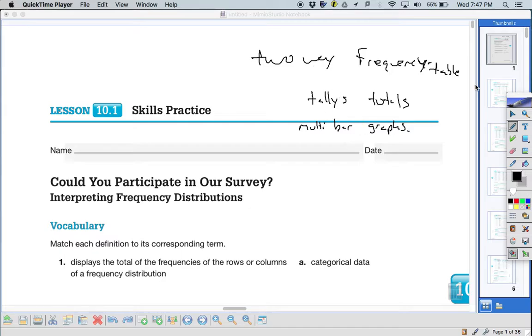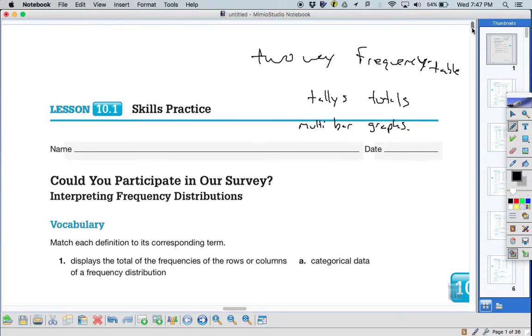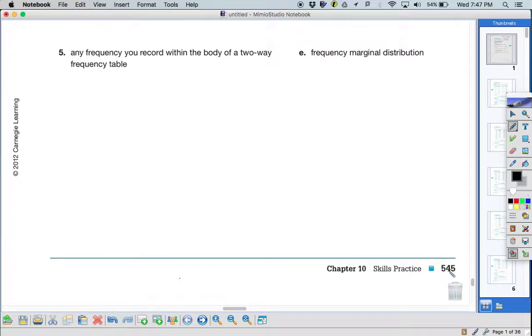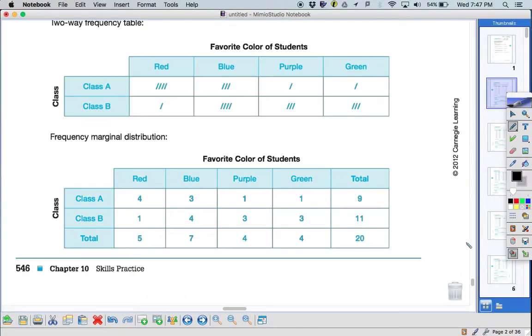Don't be frightened by the words. They're just fancy words for things you really probably already know. But two-way frequency table, tallies and totals, and multi-bar graphs is what you should be focusing on. Okay, don't worry too much about that. Here's how you do this.